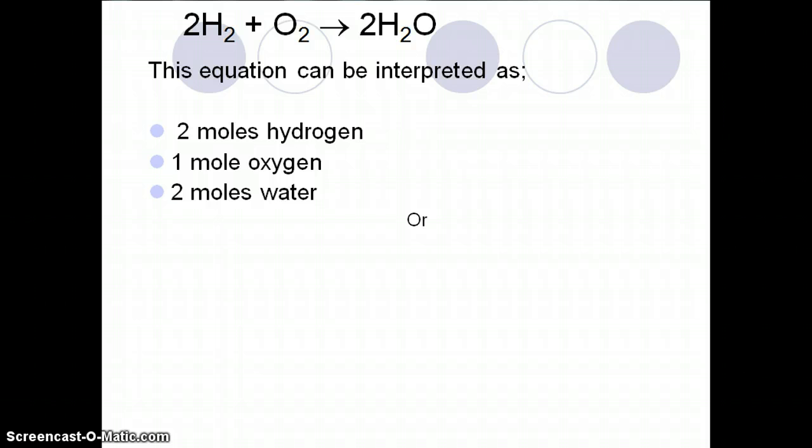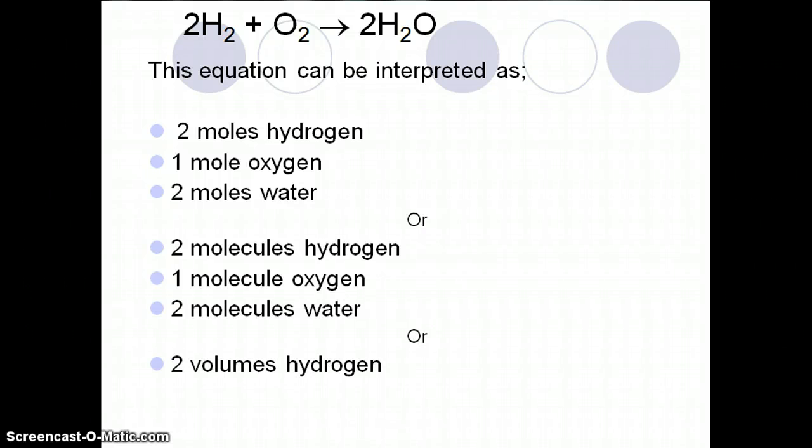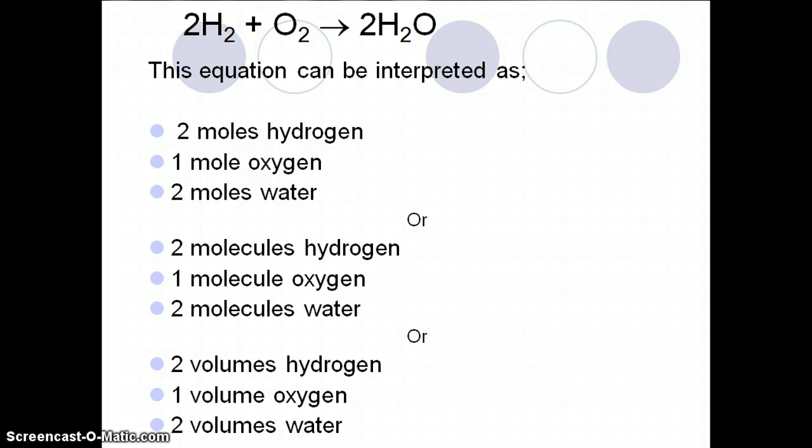So that's 2 to 1 to 2 is the mole ratio. Or you could say it means 2 molecules of hydrogen and 1 molecule of oxygen will lead to 2 molecules of water. Or you could say that 2 volumes, say 2 liters of hydrogen, and 1 liter of oxygen will form 2 liters of water.